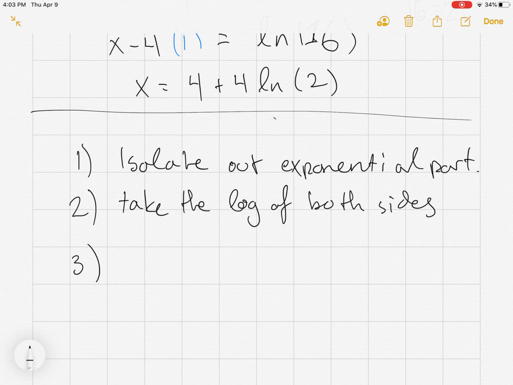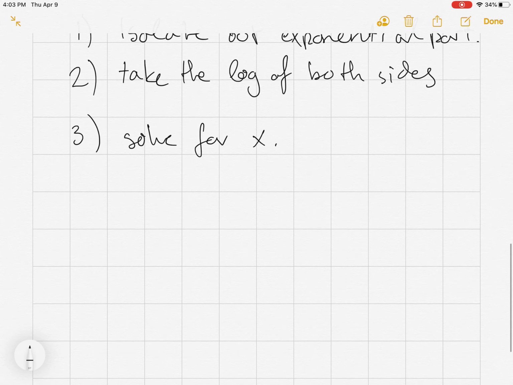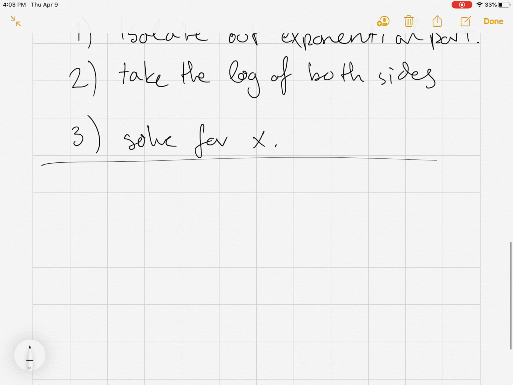And then finally, our last step is we just solve for our x. Three simple steps, pretty straightforward. Isolate, take the log of both sides, and then solve for our x. So let's do another example that's a little bit more complicated, and we'll follow the steps there.